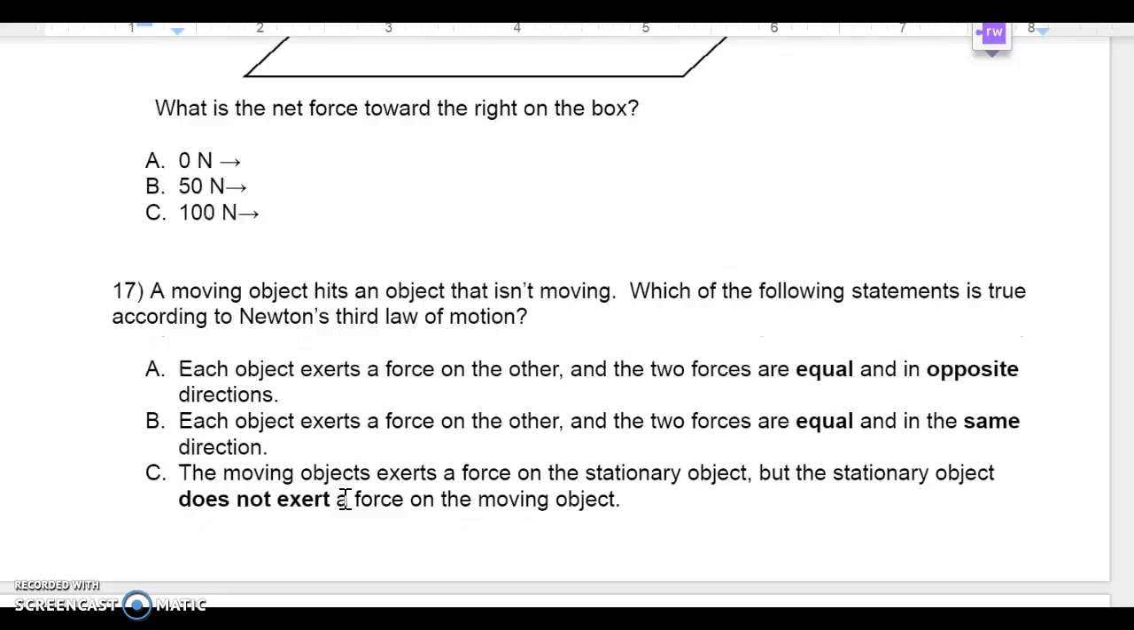Number 17, a moving object hits an object that isn't moving. Which of the following statements is true according to Newton's third law of motion? A, each object exerts a force on the other, and the two forces are equal and in opposite directions. B, each object exerts a force on the other, and the two forces are equal and in the same direction. Or C, a moving object exerts a force on a stationary object, but the stationary object does not exert a force on the moving object.